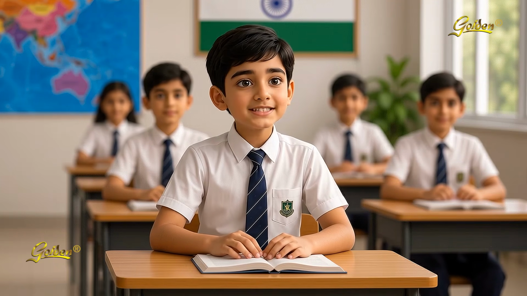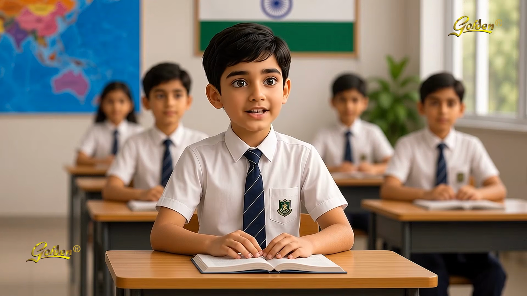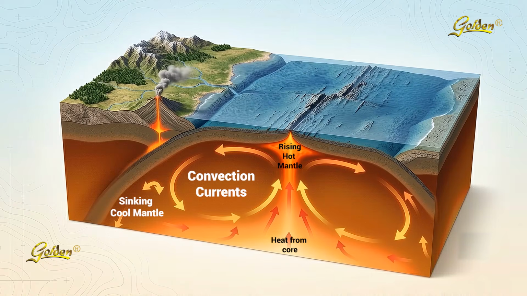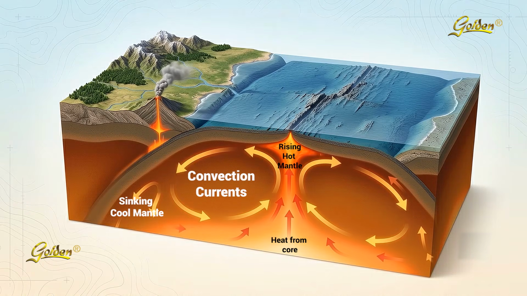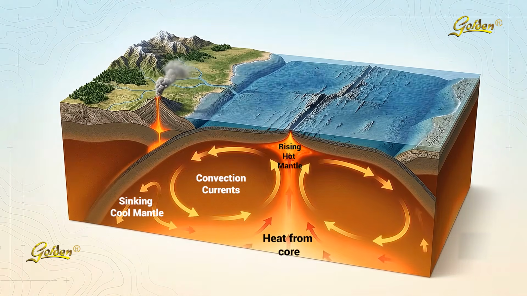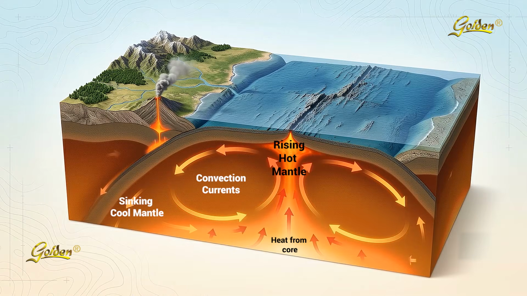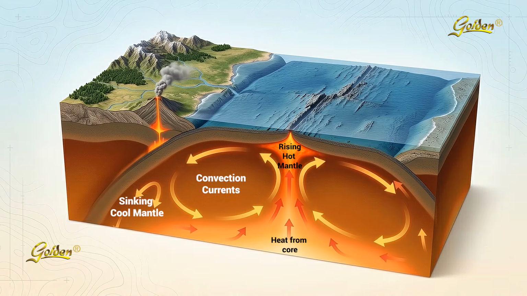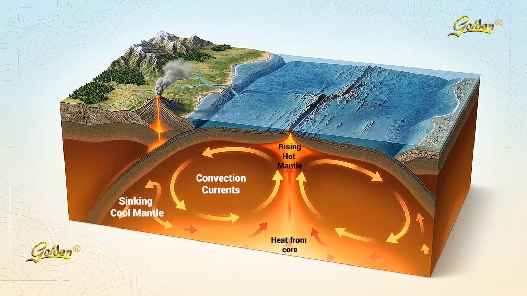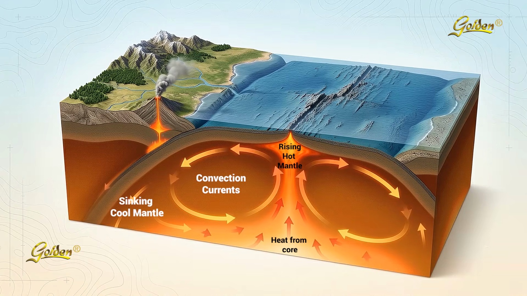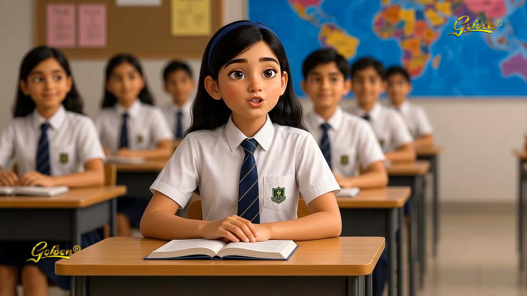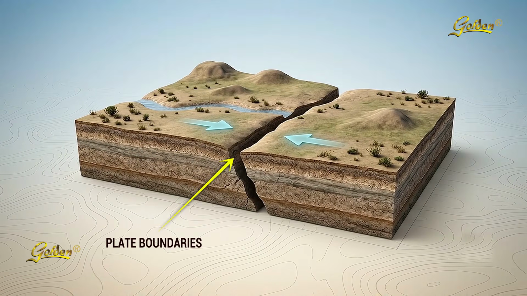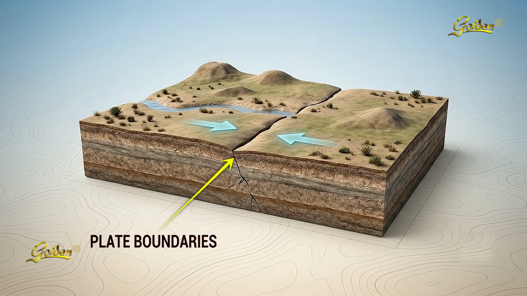Ma'am, could you please explain what causes tectonic plates to move? Sure. Convection currents present in the mantle are the cause of movement of tectonic plates. Intense heat from the Earth's core causes hot magma to rise, cool, and sink. This continuous movement creates convection currents that push and pull the plates by a few centimeters every year. Ma'am, do tectonic plates meet during movement? Of course, they meet at their edges, which are called plate boundaries.